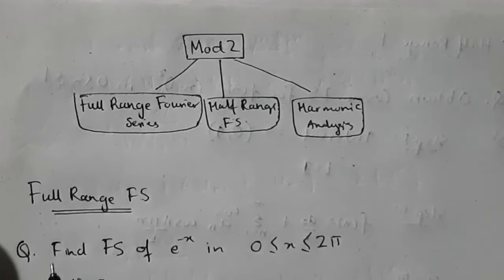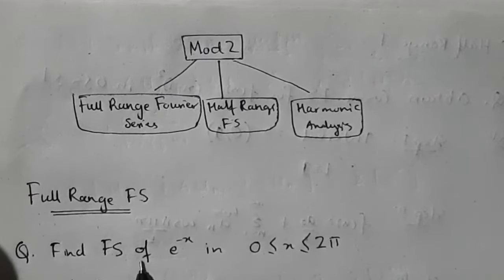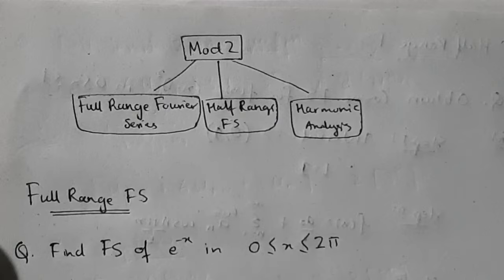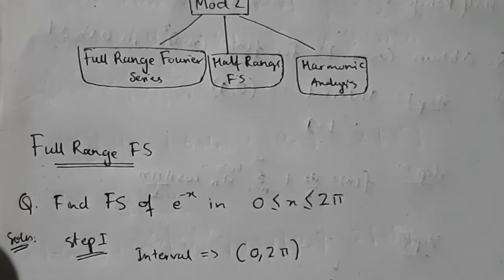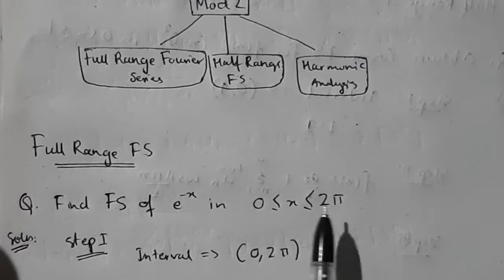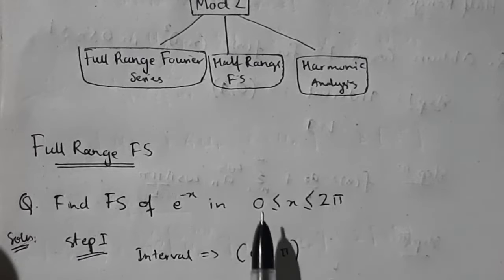See, the question will be like this: find a Fourier series of some function they will give in this one. The interval is this. Okay, so what's the step 1 you need to do? Step 1, you need to note down the interval. Like 0 to 2 pi, whatever be the interval here, it will be 0 to 2 pi or minus pi to pi. Okay, that's the only 2 options.